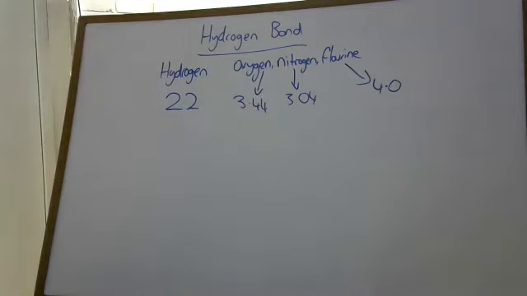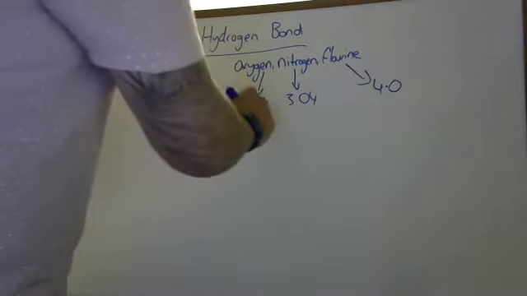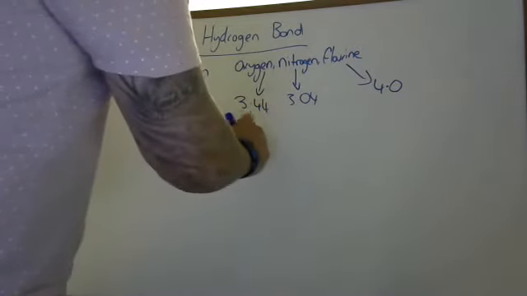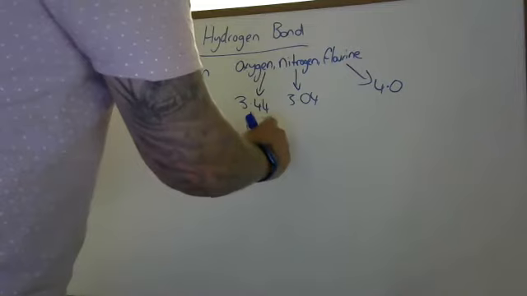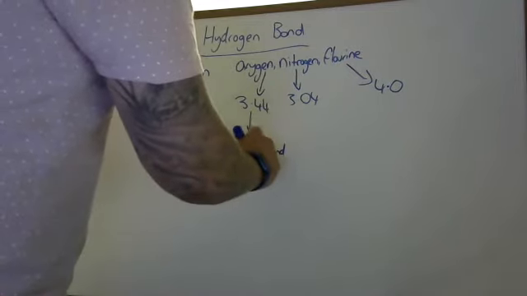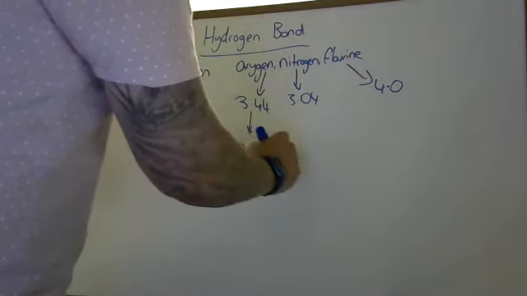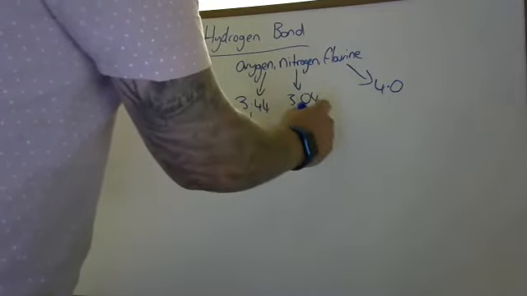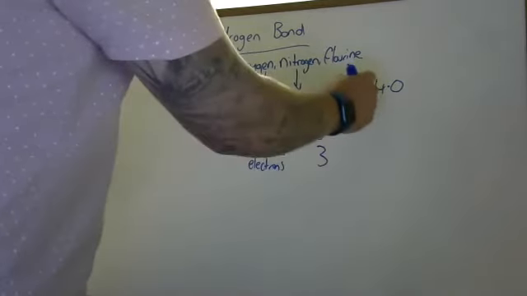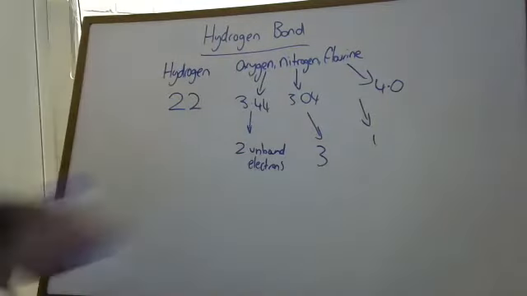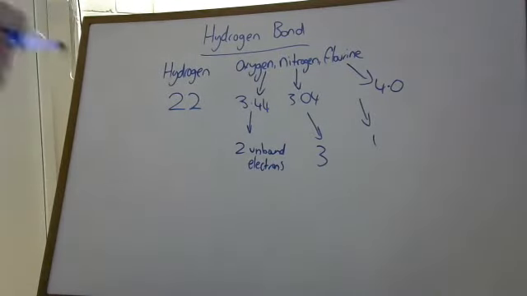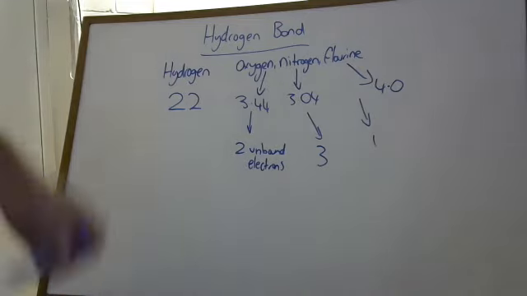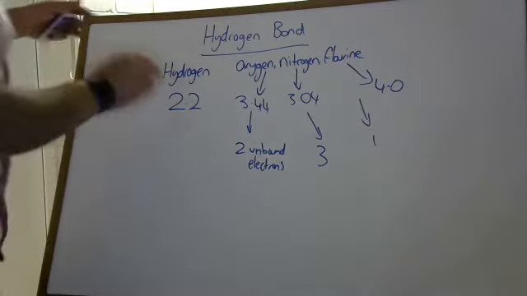The other, so with oxygen, you end up with 2 unbound electrons. Nitrogen, you end up with 3. Fluorine, you end up with 1. So if we have hydrogen and oxygen, and I'm going to attempt to draw the structure of water, probably unsuccessfully.